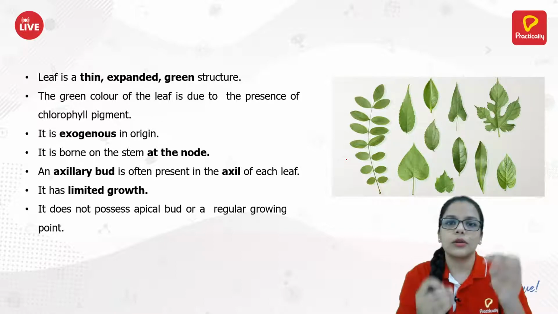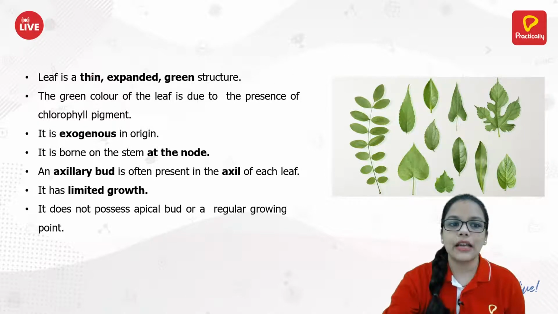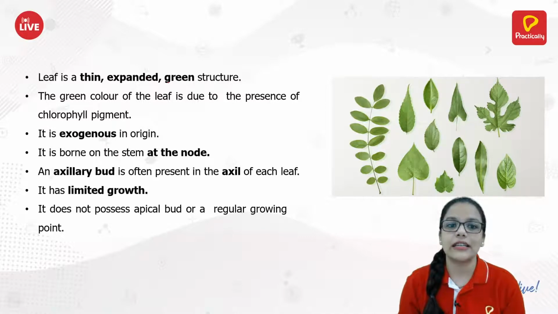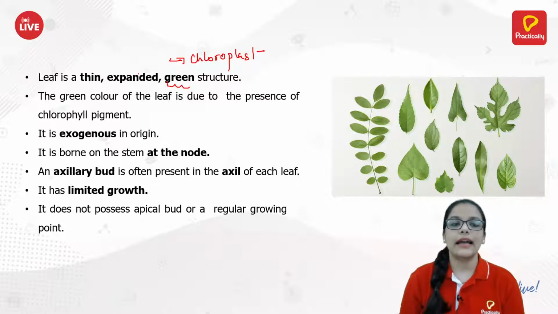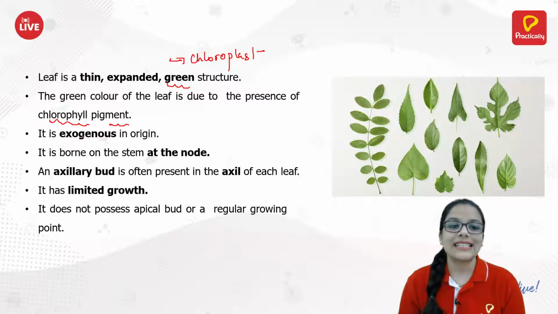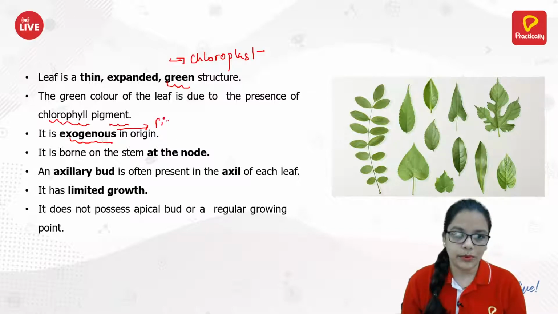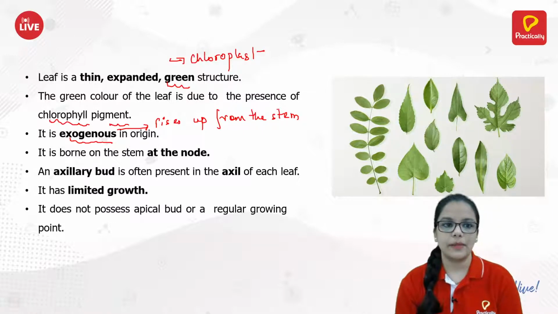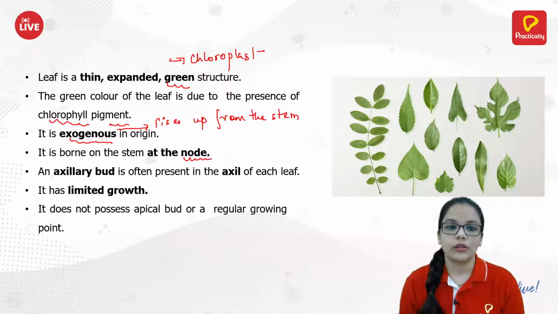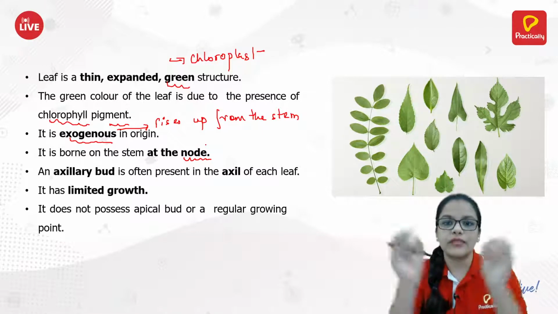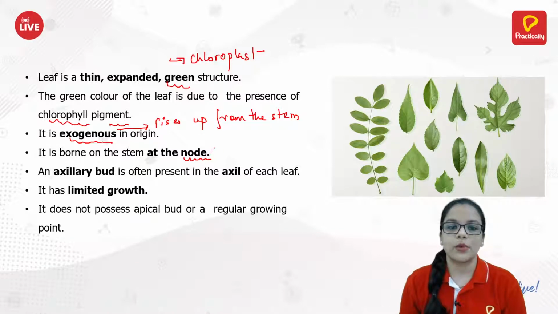Now we'll learn about the characteristics of the leaves. It's thin, as I said, flat in nature, expanded, and green. Green color is provided by the chlorophyll pigment in the chloroplast. It is exogenous in origin. Exogenous basically means it rises up from the stem. It is a part of the stem, born on the stem at the node. You have nodes and internodes from where different structures might come out. So it is born at the node.